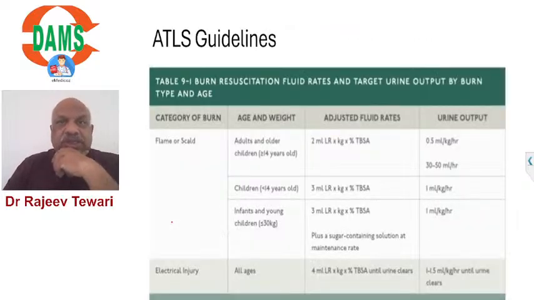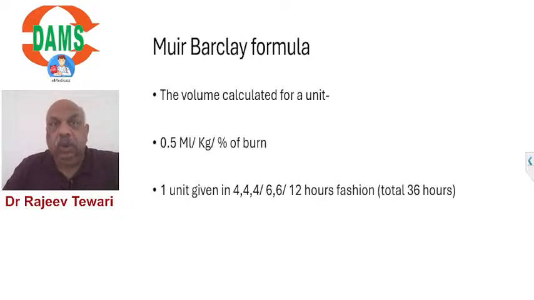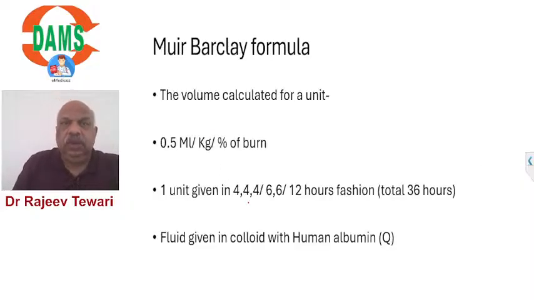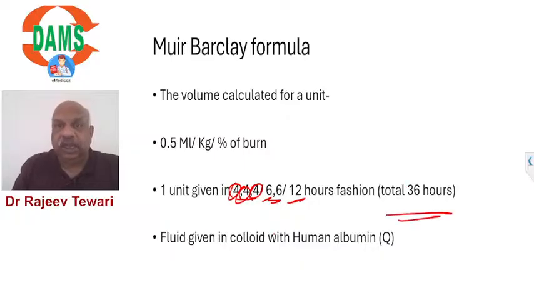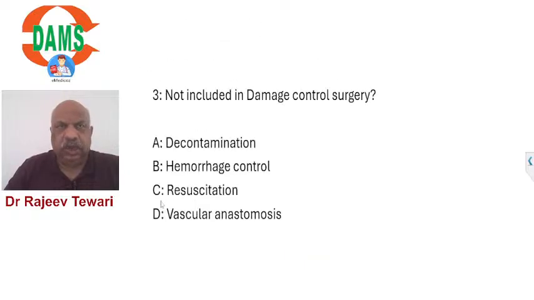This ETLS you need to know: 2 ml per kg, in children 3 ml, and in electric burn 4 ml. Parkland you already know. Galveston, only remember the formula, you don't have to calculate it. Moore and Barclay, this is 1 unit: 4, 4, 4, 6, 6, 12. First 4 hours you give, next 4 hours, next, and then 6 and 6 hours and then 12. This is for 36 hours. And this is the question, what fluid you give? Human albumin. Evans and Brooks are not discussed, not needed.